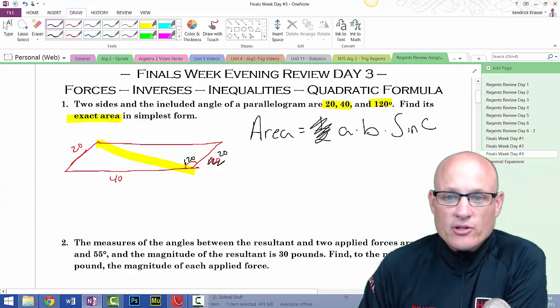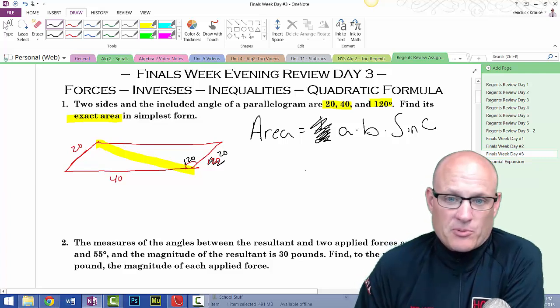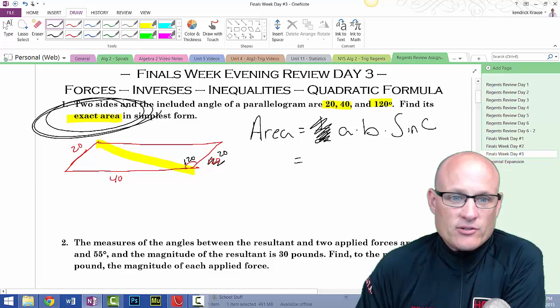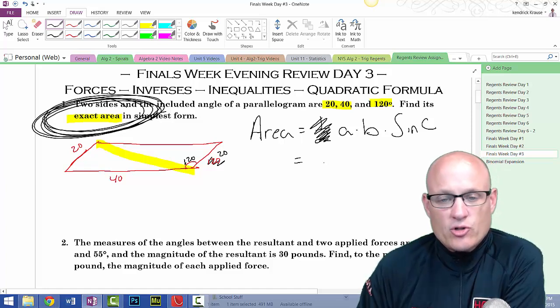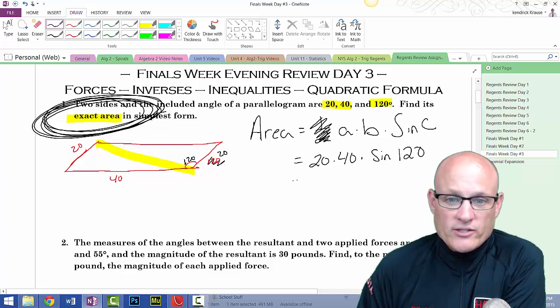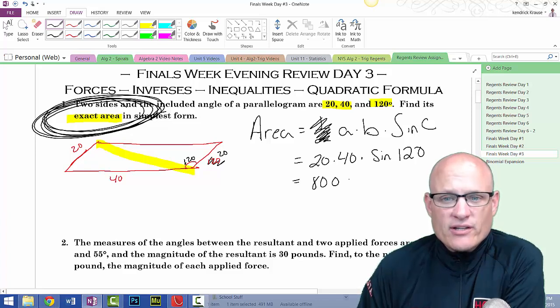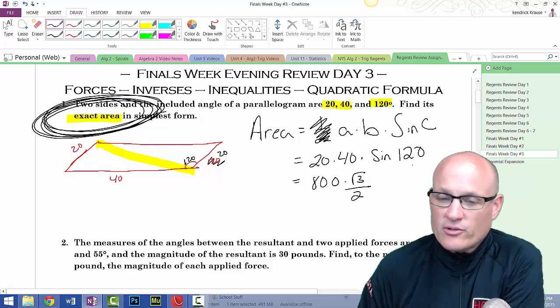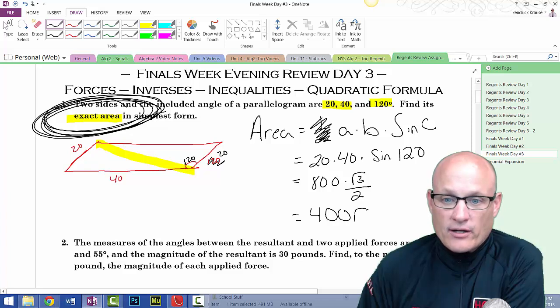The only thing we have to do is get rid of the half because there's 2 of them. We'd end up multiplying by 2 anyway, so we might as well just do it. Now, the big thing is this exact area. Don't you dare type this in your calculator. You're going to have to use your brain. So 20 times 40 times the sine of 120. Well, 120 has a reference angle of 60 degrees, and the sine of 60 is radical 3 over 2. If you put this in your calculator, you're going to get some ridiculous answer, when the real answer is 400 radical 3, right?